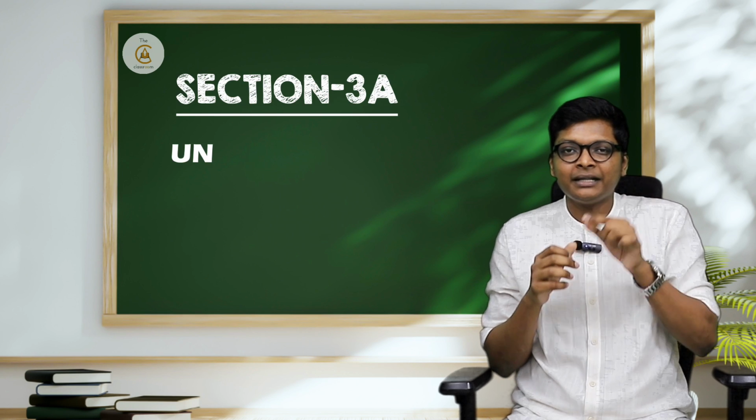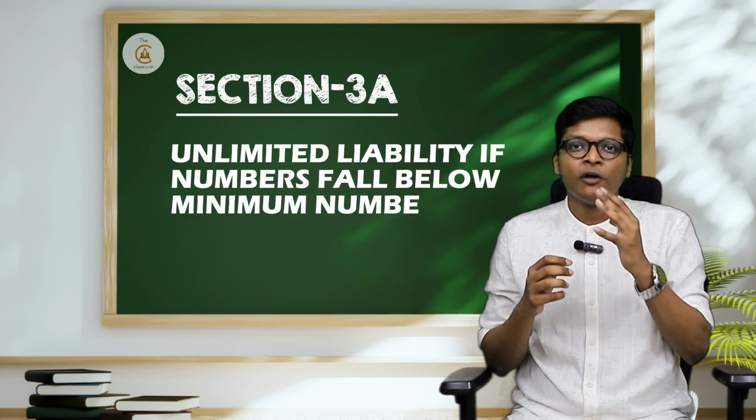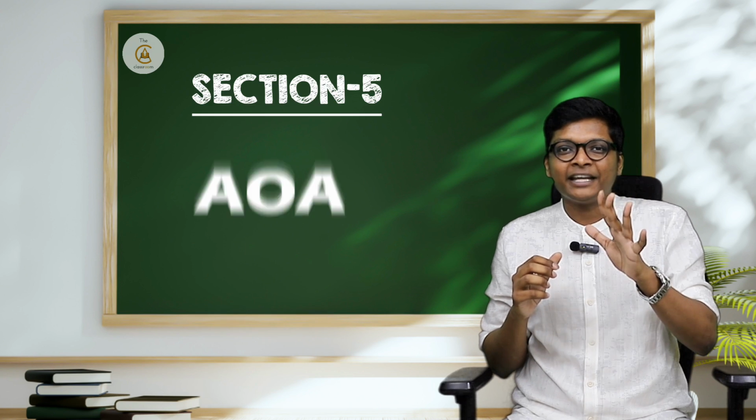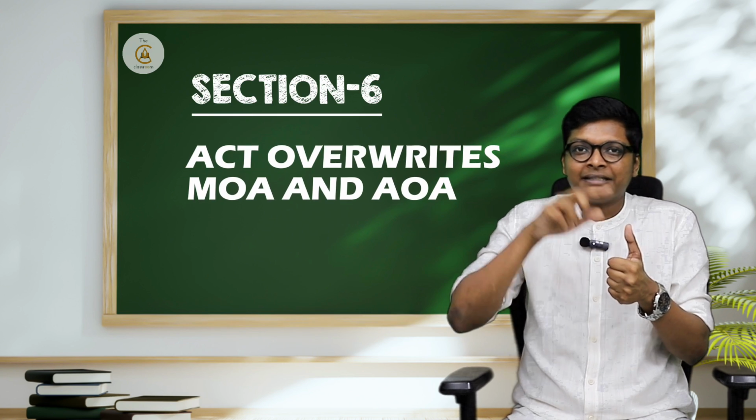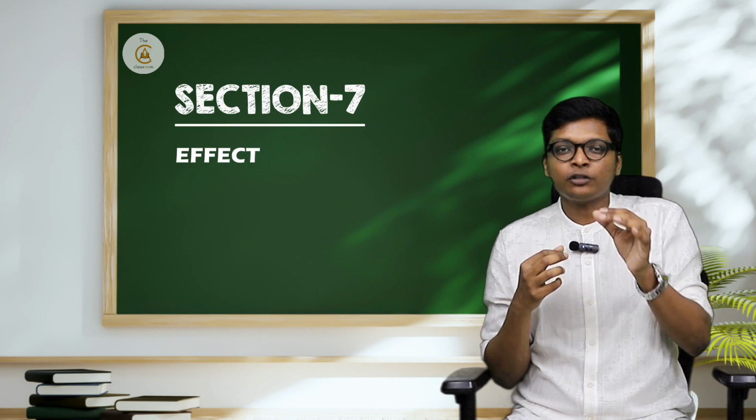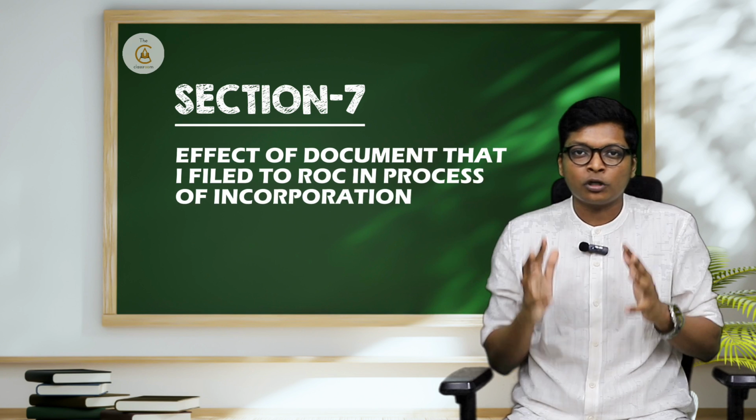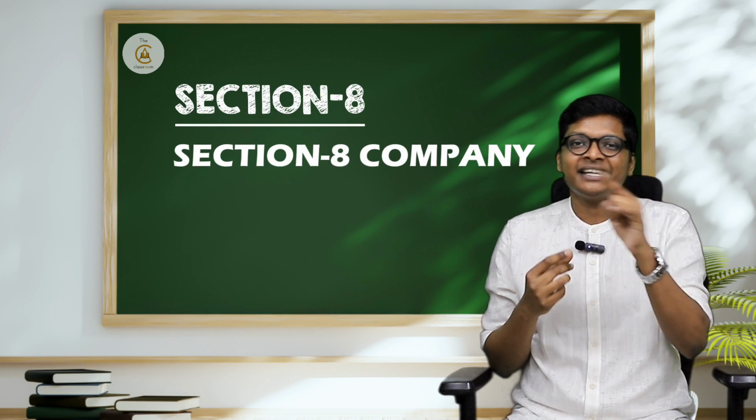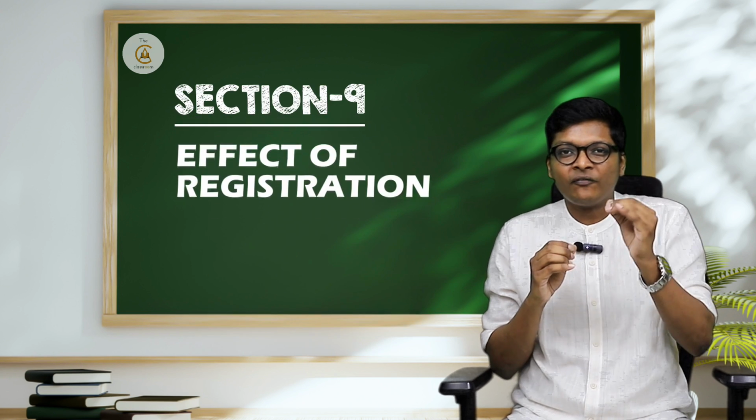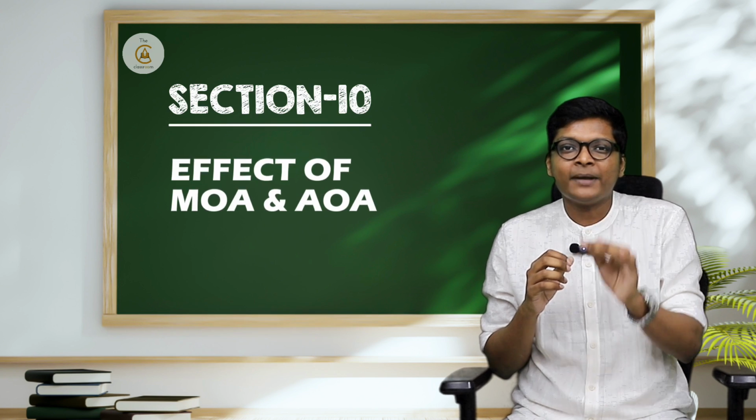3A is unlimited liability if numbers fall below the minimum number. 4 is MOA, 5 is AOA, and 6 is Act overrides MOA and AOA. 7 is effect of documents that I filed to ROC in process of incorporation. 8 is Section 8 company. 9 is effect of registration. 10 is effect of MOA, AOA.